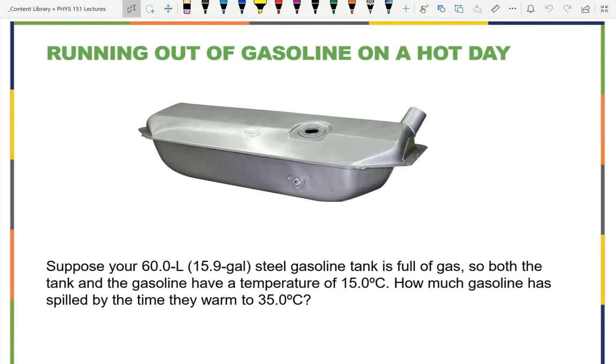So I'm going to write down now, I've got a picture here. I'm not going to redraw a picture. The things I know, volume initial is equal to 60.0 liters. Temperature initial is equal to 15.0 degrees Celsius. Temperature final is equal to 35.0 degrees Celsius. Those are the numbers given in the problem.